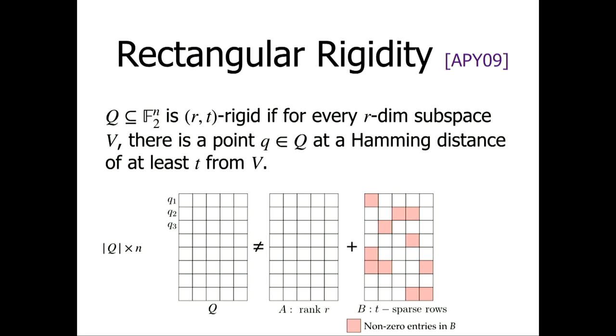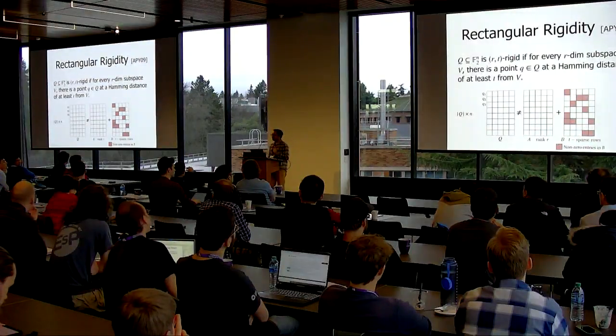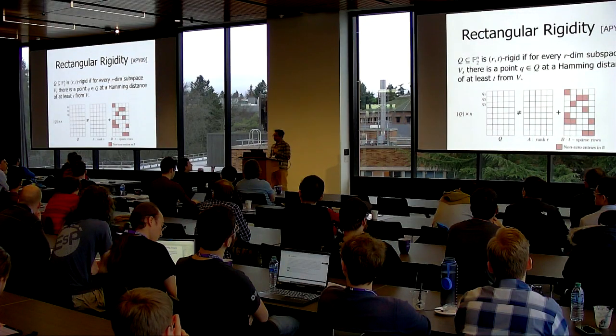Okay, is the definition clear? Any questions at this point? So what's the motivation for considering sparse rows as opposed to just sparseness? Okay, so I feel like this.